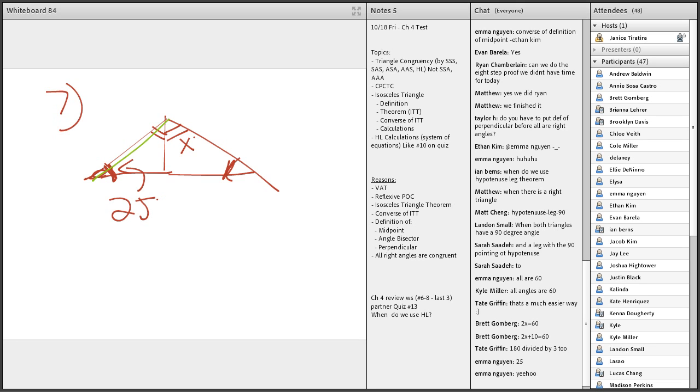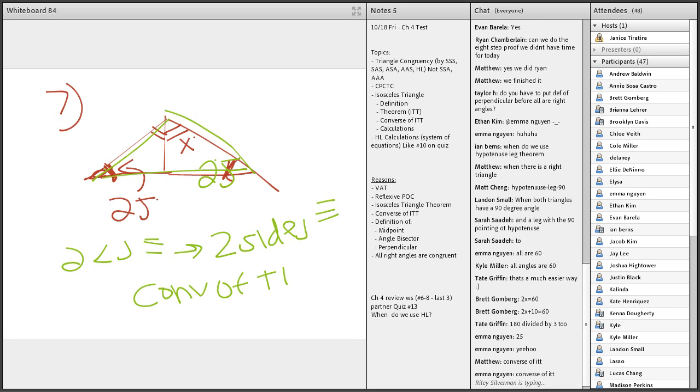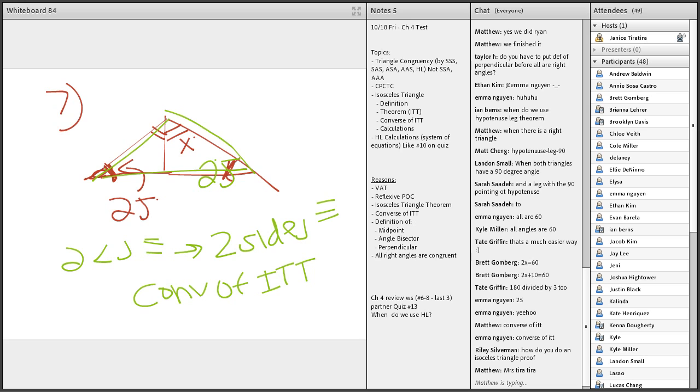So the big picture: if 2 angles are congruent, then 2 sides are congruent, which means this is the converse of the isosceles triangle theorem. I don't really need to use that fact. I could just solve it, but I'm trying to relate it to when you had to. Good job, guys. So the next one is that now we have to calculate it.